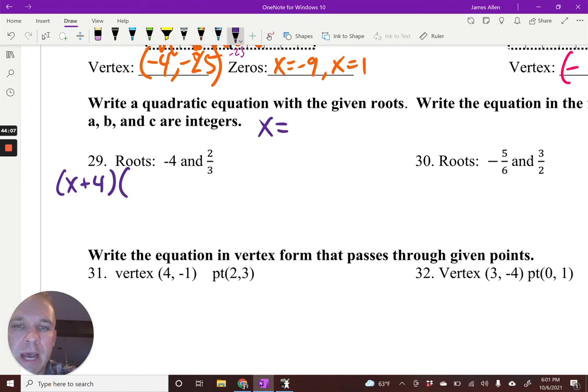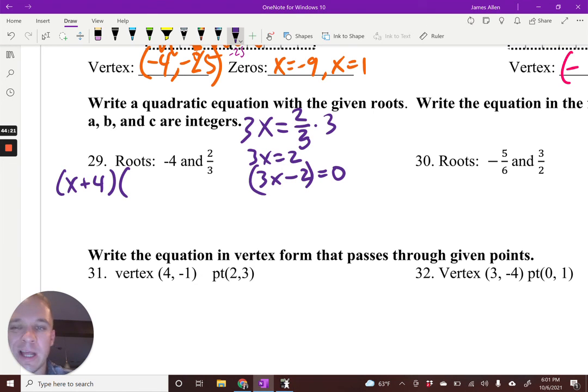If you have a tough time backwards thinking, I have my roots. That means that x equals 2/3. Well, if I multiply by 3, I get 3x equals 2. And then if I subtract 2, I get 3x minus 2 equals 0. This is my factor. I just kind of worked it backwards, right? If I wanted the roots, I'd take my factor and set it equal to 0. If I want my factor, I'll set the root equal to 0. Okay, yeah. All right. Wonderful. So that's factored form. It asks for ax squared plus bx plus c. That's standard form.